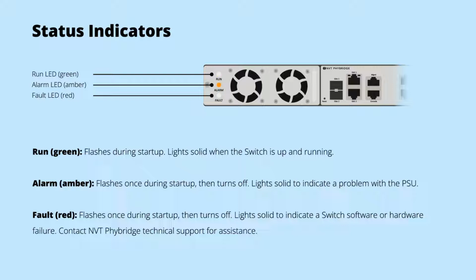Yellow is the alarm LED, flashing once during startup and shutting off. A solid light will indicate that there is a problem with the power supply unit. Red acts as the fault light, flashing once during the startup, and when it is turned solid, it indicates that a hardware or software failure is occurring within the switch.